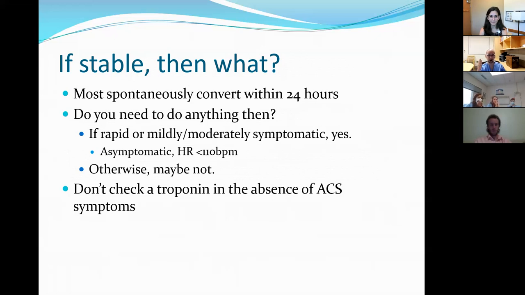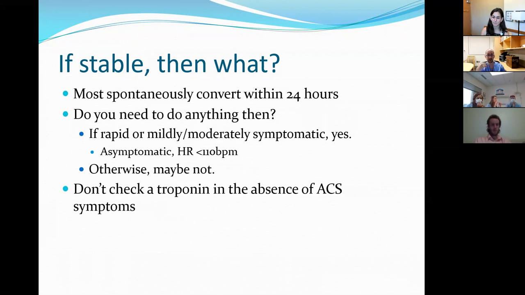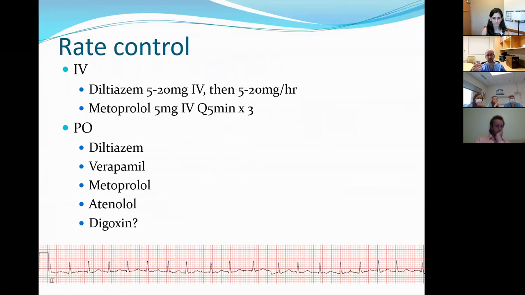But really, I use that heart rate cutoff of about 110 to help figure out whether to do something or not. And please, please, please don't check a troponin just because someone went into an arrhythmia or just went into AFib. Check a troponin because they're having chest pain and you're concerned that there's an MI. But AFib in the hospital setting does not reflect an acute coronary syndrome, and please do not be checking a troponin reflexively.